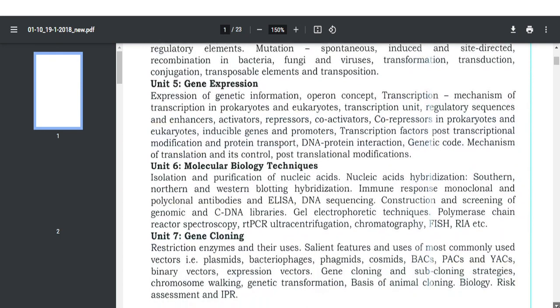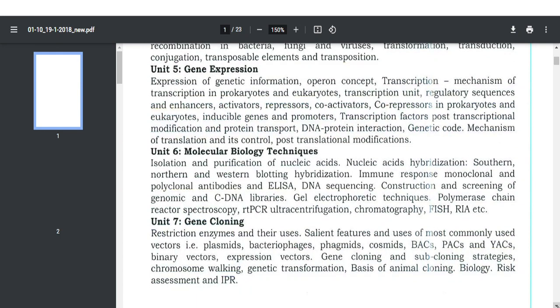Next is unit number 5, which is gene expression, in which they have given notes about transcription, for which you can refer to the James D. Watson book alone. You need to know the operon concept, like the lac operon, trp and ara operon. That particular topic is very important.